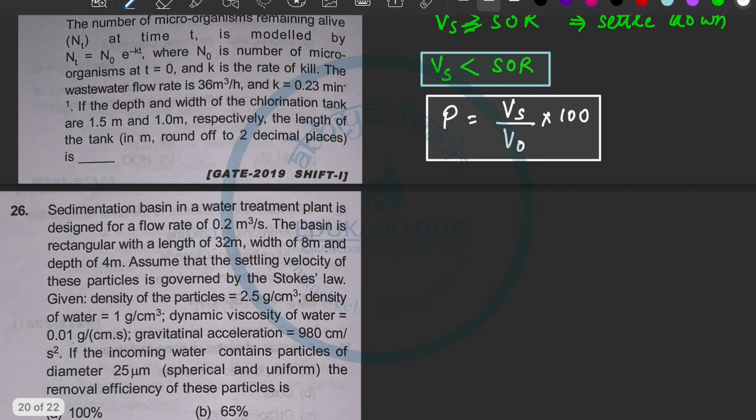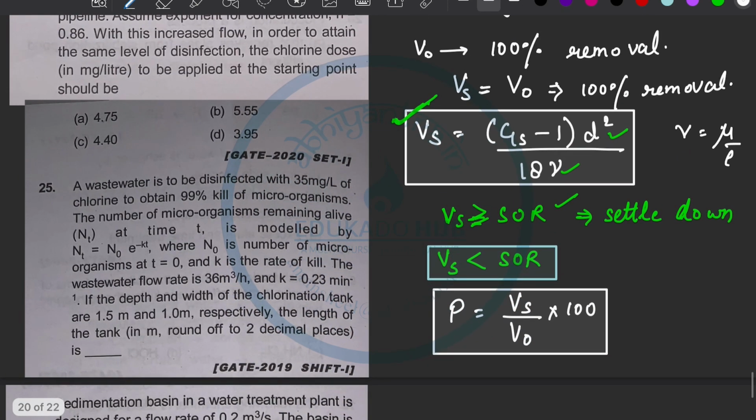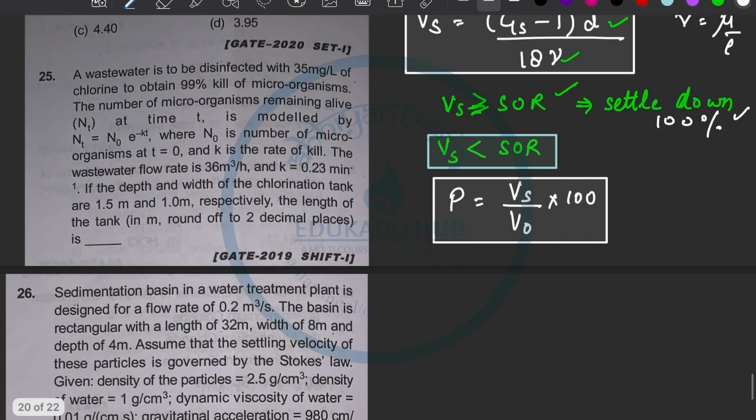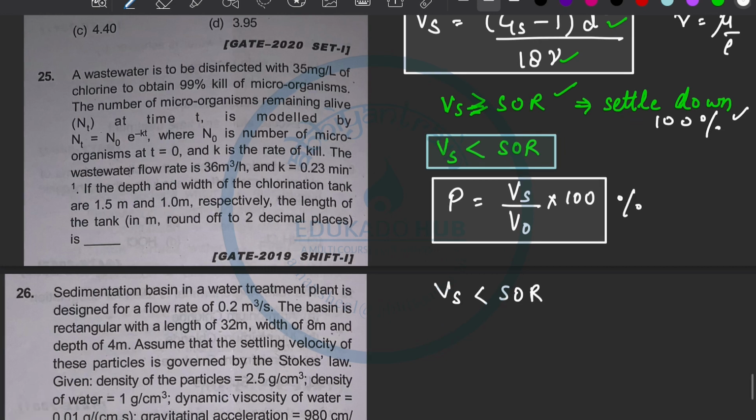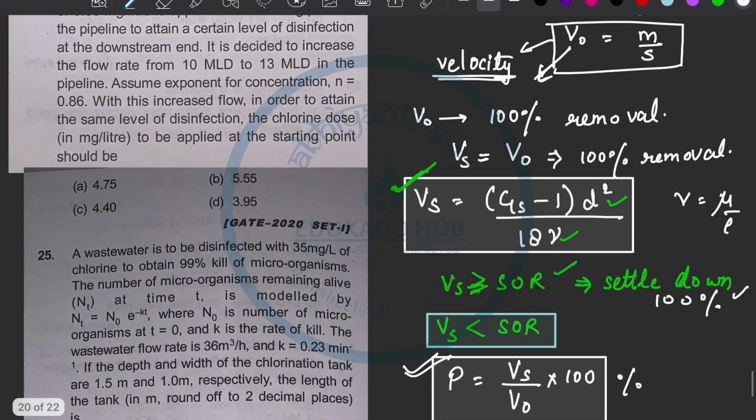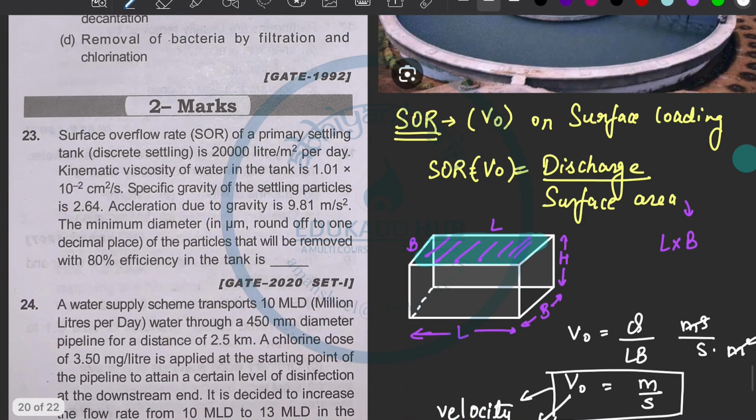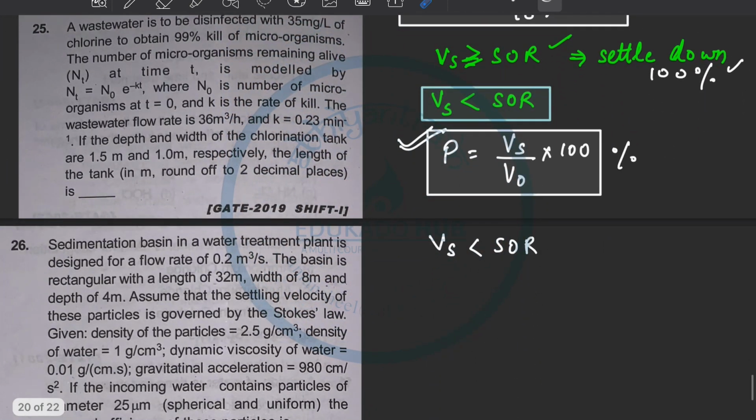So now we know that if settling velocity is greater than or equal to surface overflow rate, there is 100% removal of particles. And when settling velocity is less than SOR, the percentage of particles removed will be Vs upon V naught into 100, right? In the question, they are asking for 80% removal efficiency.